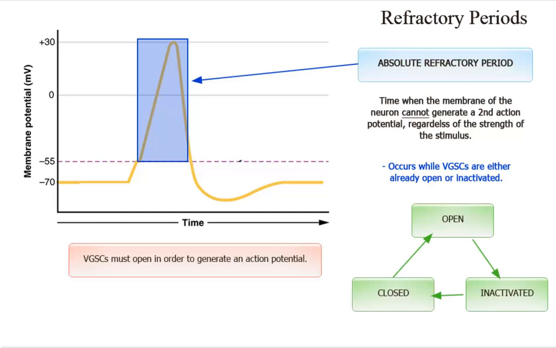They have to go through that three-step process. They have to go from open to inactivated to closed before they can open again. So if they are already open or they are inactivated, they cannot open again, and thus you cannot get another action potential. So during this period, it is impossible to get a second action potential, because think of the voltage-gated sodium channels as being out of commission during this time frame.